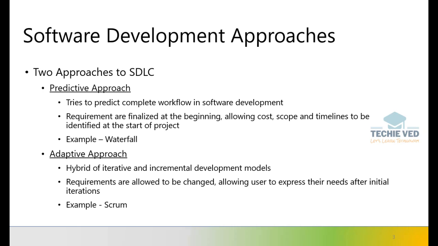For example, the classic waterfall model. And adaptive approaches are iterative and incremental in the development cycles. They are open. They do understand the cost involved, but they are not too stringent on it. And if there are any changes that are required by the customer at any given point of time, they are open. For example, Scrum. So these are the two approaches. Now, what happens in the SDLC? What are the stages in the SDLC itself? Let's quickly jump on and take a look.